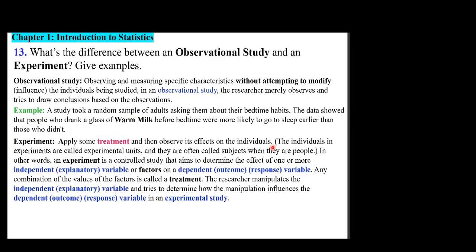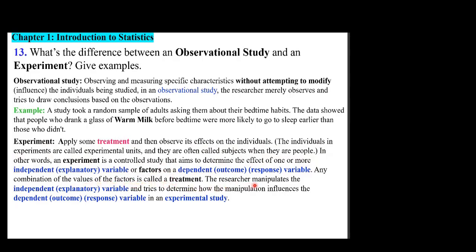Experiment: apply some treatment, and that's the key, some treatment, and then observe its effect on the individuals. The individuals in the experiment are called experimental units, and they are often called subjects when we deal with people. In other words, an experiment is a controlled study that aims to determine the effect of one or more independent variables or factors on a dependent variable. Any combination of the values of the factors is called a treatment.